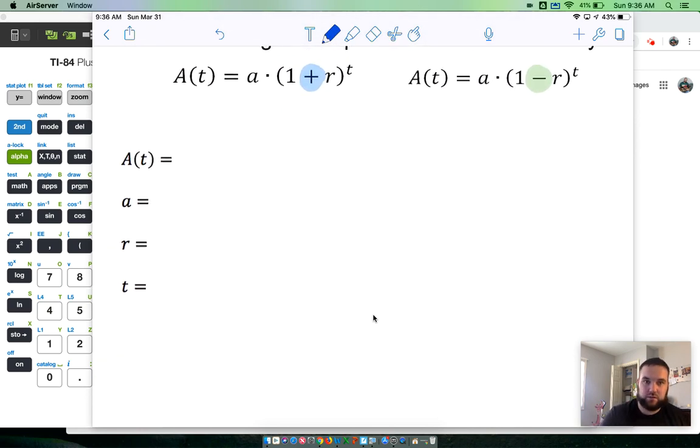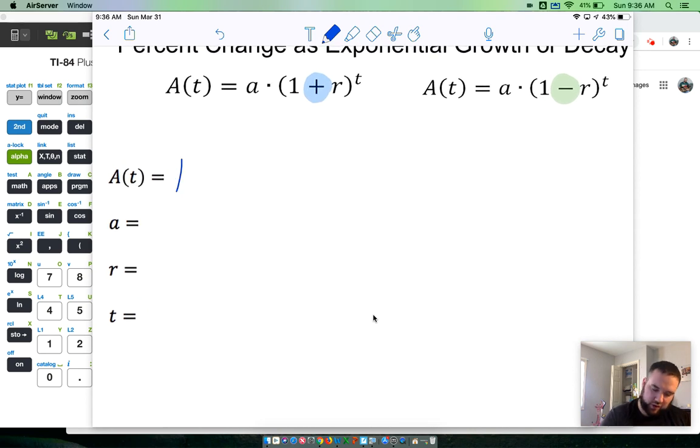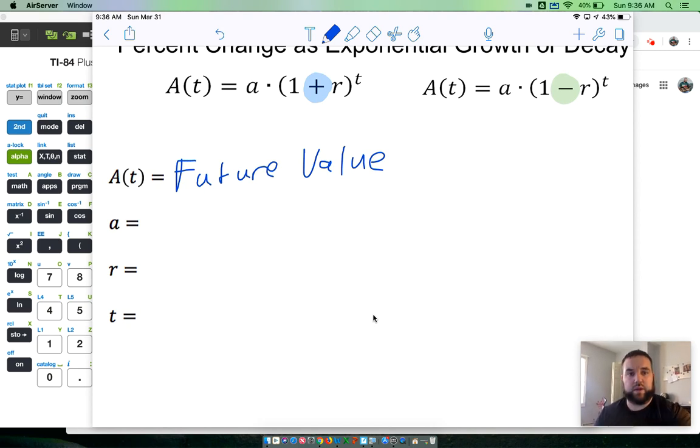A of t is what I'm just going to call the future value of something. So how much is something worth? How much will something cost in a certain amount of time? Okay, this is why we want to be able to answer these questions about how much something will cost in the future. We have the small a value, this lowercase a. That's the same as earlier. That's our start value. That's how much we're starting at.